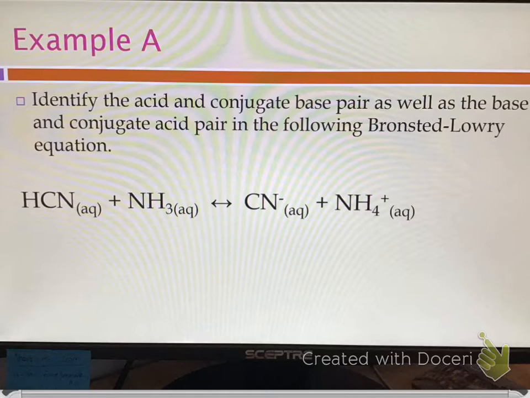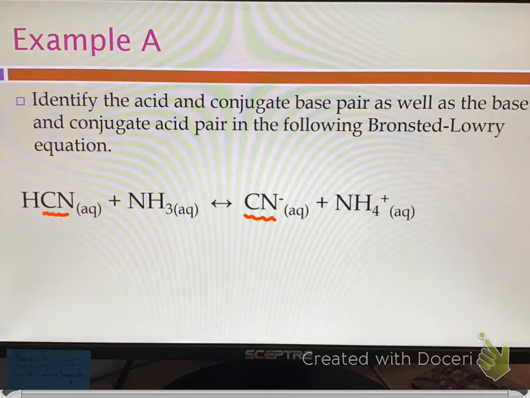Now, the conjugate is just what it turns into after the reaction has occurred. So let's start with just identifying the acid and base. So when I look at HCN, take a look at maybe the root, that might give you an idea, and look and see what does it turn into at the end. And here I see it turns into CN minus.